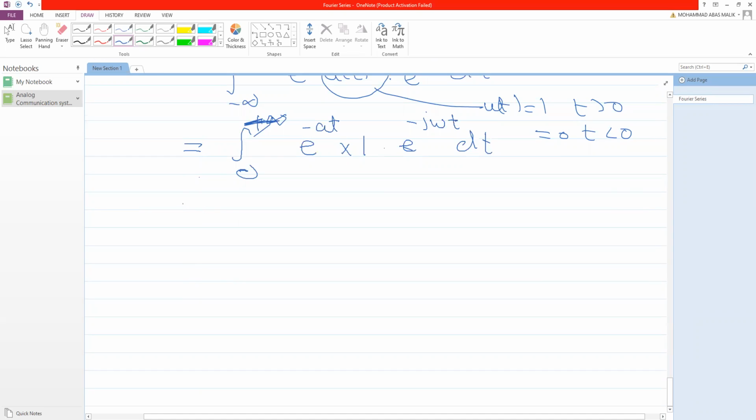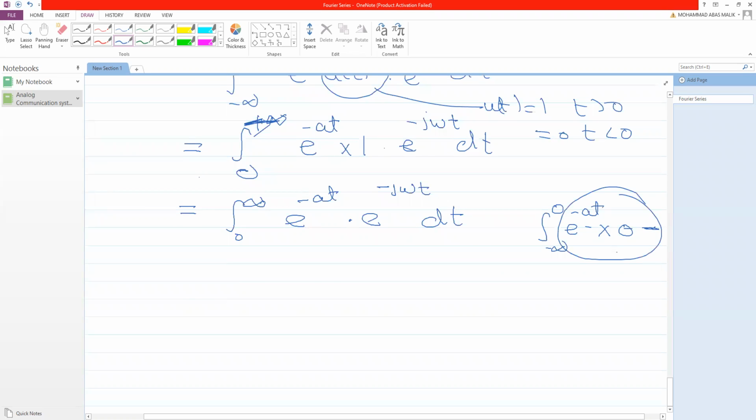So my equation will then be equal to the integral from 0 to infinity of e raised to the power minus at into e raised to the power minus j omega t dt. Why? Because from minus infinity to 0 you have e raised to the power minus at, but the u(t) value is 0 in this case, so the whole thing will be 0. That's the reason I'm writing the limit from 0 to infinity, right? Yes. Okay.